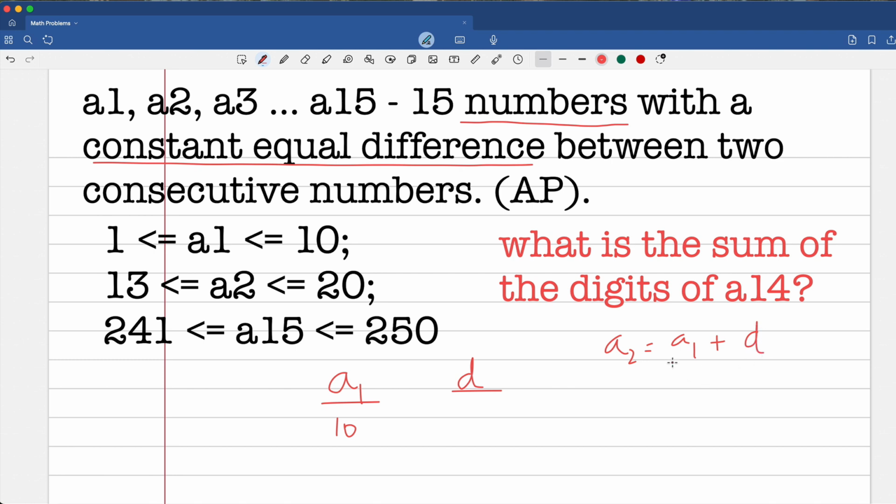So if A1 on the lowest side is 1, then D could be anything from 12 all the way till 19. And if A1 were 2, D could be anything from 11 all the way to 18.